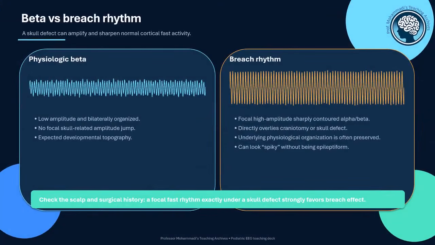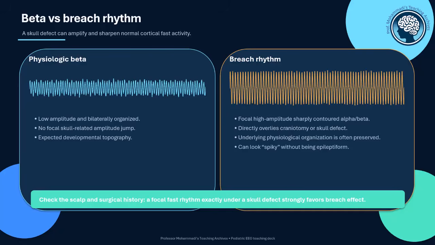Normally, the skull attenuates cortical electrical signals, particularly higher frequency activity. When a skull defect is present after craniotomy, trauma, or surgery, the underlying rhythms may appear considerably larger and sharper. Physiological beta is normally low amplitude and distributed bilaterally in a developmentally appropriate pattern. A breech rhythm is focal, often high amplitude, and sharply contoured.